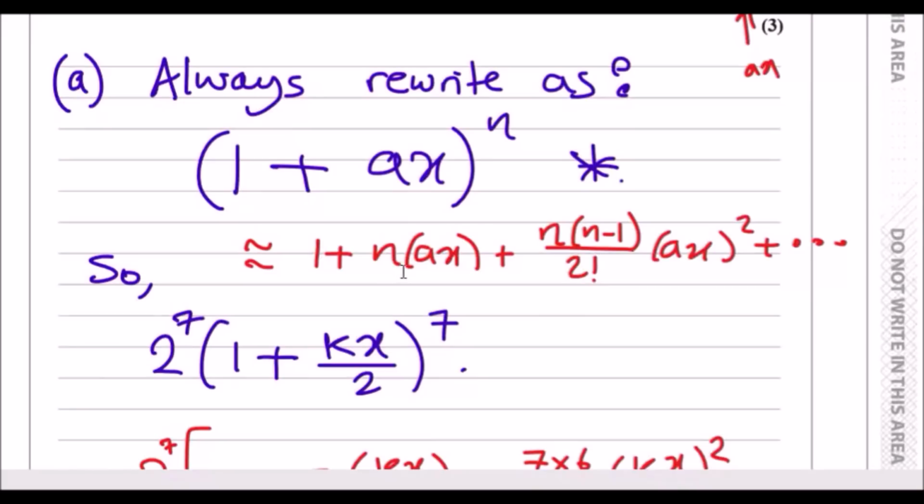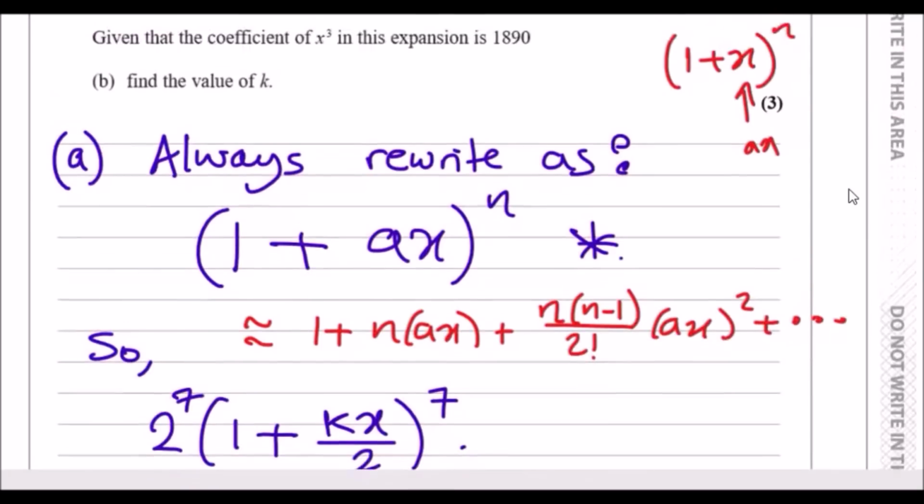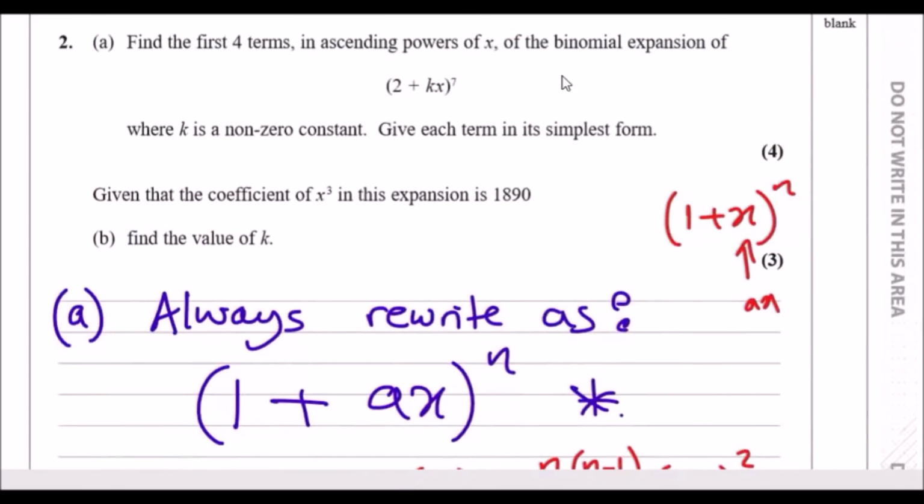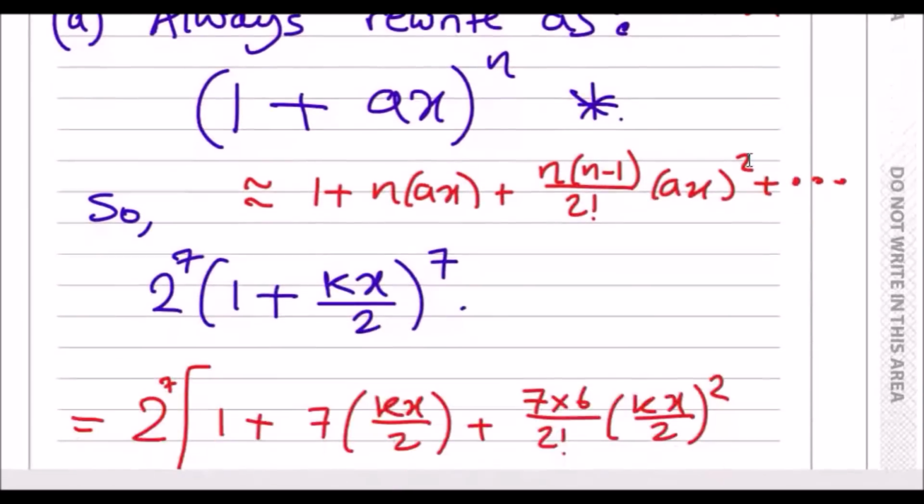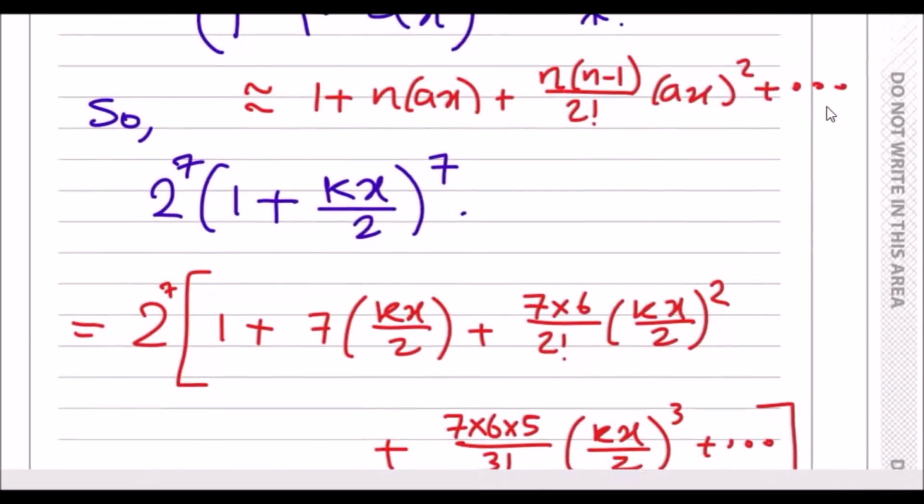It's always 1 plus the power times ax, and then that's the next term, plus n times (n minus 1) over 2 factorial, because there's 2 terms now, times (ax)^2, and so on. Then you've got n(n-1)(n-2) over 3 factorial, (ax)^3, and so on. So that's okay. Now this one wants the first 4 terms, so we're looking up to the cube terms, okay?